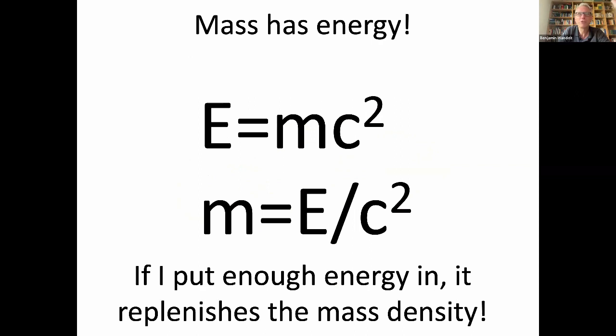Don't worry, it's almost not going to hurt. Okay, so mass has energy. You all know this, E equals MC squared. It's on all the t-shirts, so you know it's true. So mass is energy. E is MC squared, or M is E divided by C squared. Here I'm thinking about the mass density of the strip. If I put enough energy into this as I expand it, I can put mass into it and make it thicker. So maybe what's happening is that somehow there's energy being put into this as it expands, replenishing the energy and the mass and making it the same density as before. But where is that coming from?